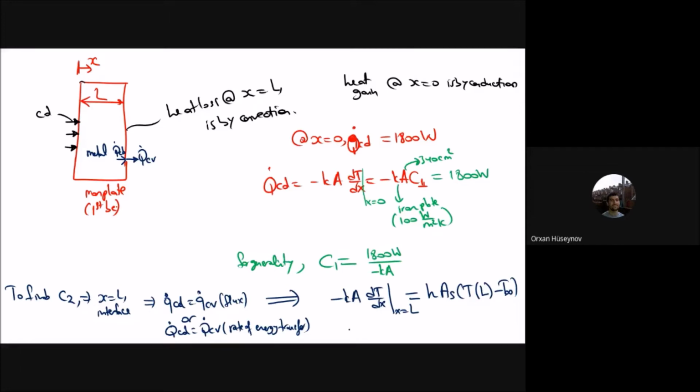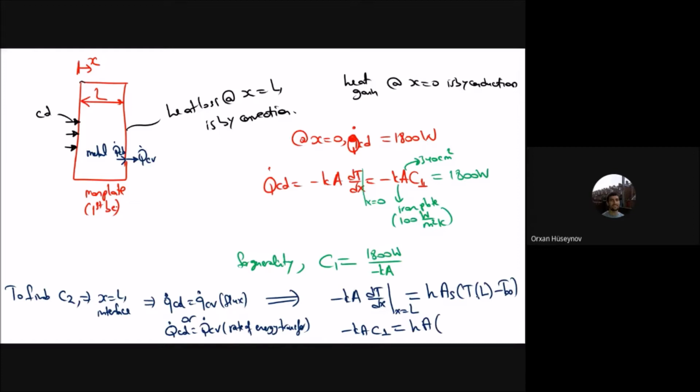And the convection part is easy because it is kA, and instead of dT/dx you can just write the C1 here. Again, as I said, C1 is independent of the x direction, therefore no need to put x is L here again. It will be equal to h and the surface area, and the area is given in the question.